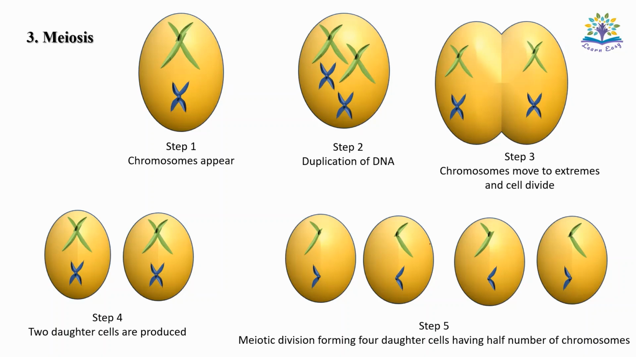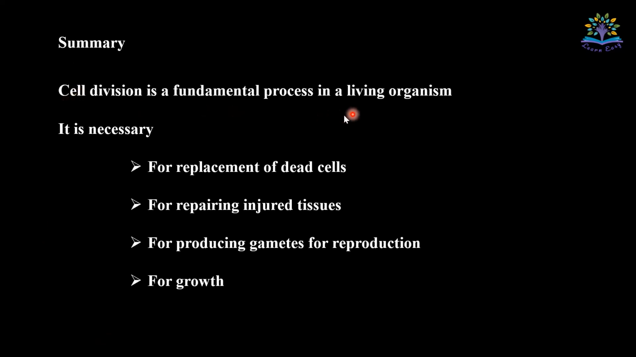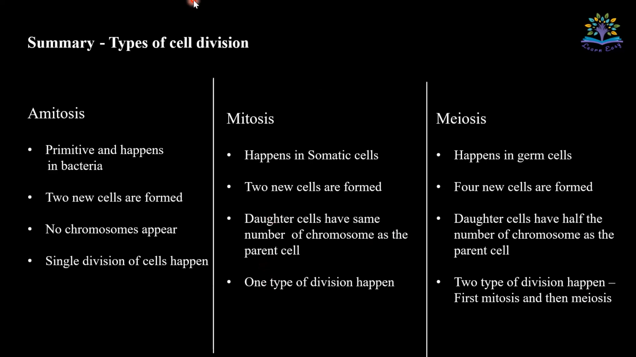Let's summarize what we learned today. Cell division is a fundamental process in any living organism. It is necessary for the replacement of dead cells, for repairing injured tissues, for producing gametes for reproduction, and for growth. The types of cell division are amitosis, mitosis, and meiosis.